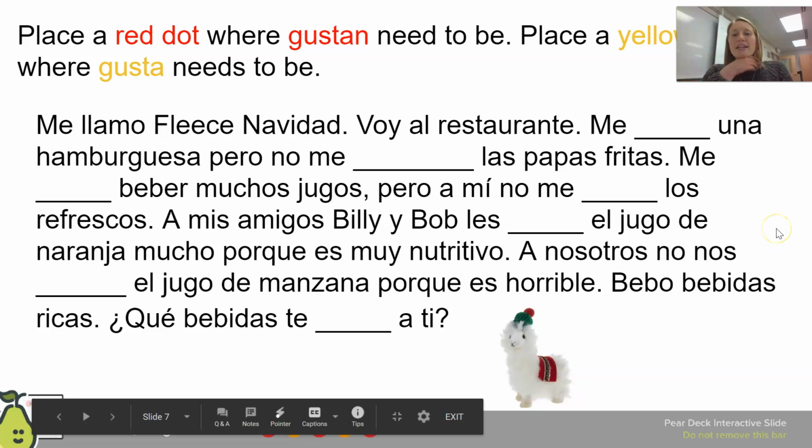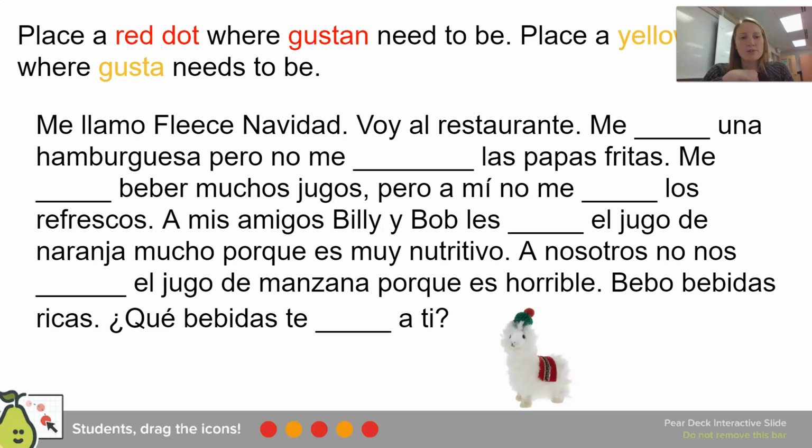What about if we look in a context of a paragraph? Again, let's fill this out with gusta or gustan. Me llamo Feliz Navidad. Voy al restaurante. Remember, al is combining a and el. Me blank una hamburguesa. That would be me gusta, right? Following is singular. Pero no me blank las papas fritas. No me gustan. What's being liked is plural. Las, and we can tell by the S.